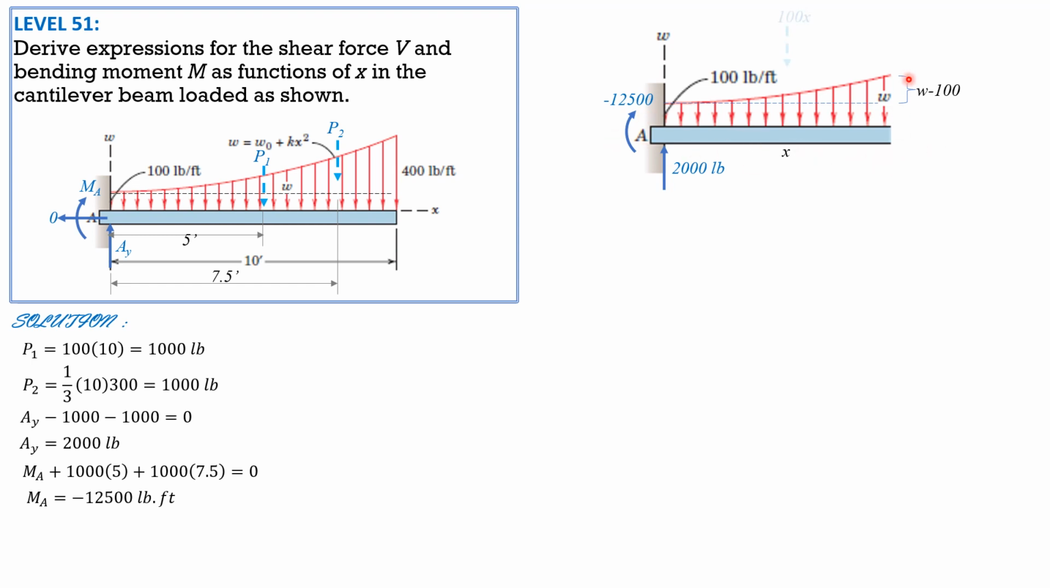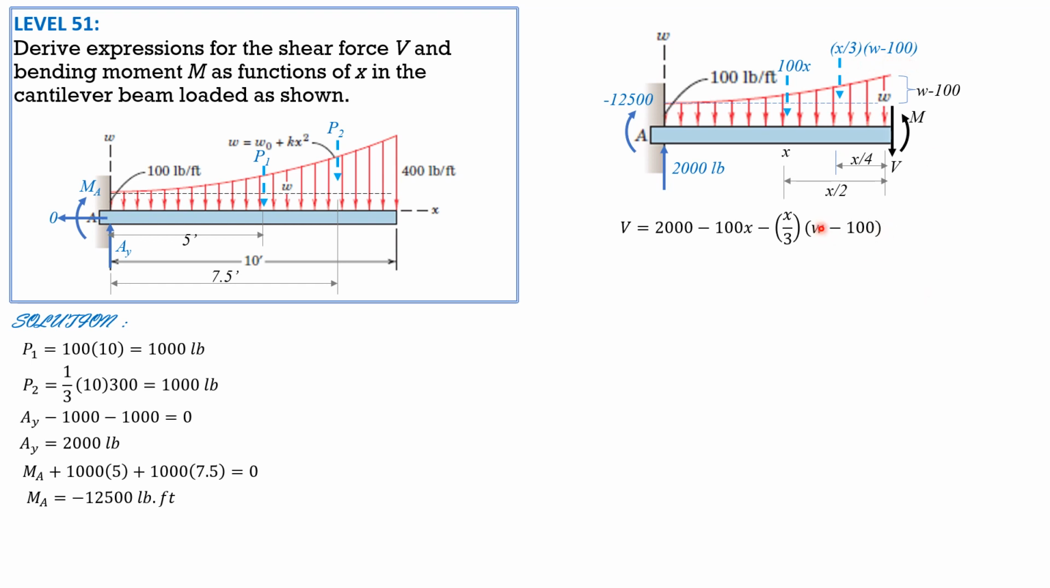No Ax. Positive shear is downward. So this is 100x, and this is 1/3 of x times w minus 100. So that distance is x over 2, while the distance of this force is x over 4. So this is the positive shear, positive moment. So shear is 2000 minus 100x minus x over 3 times w minus 100.